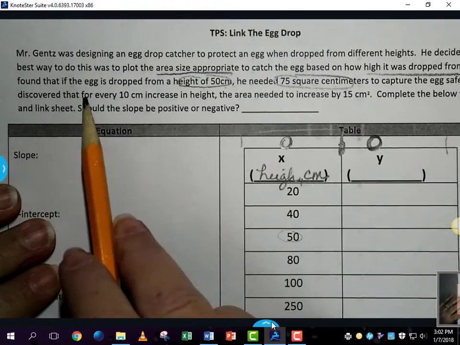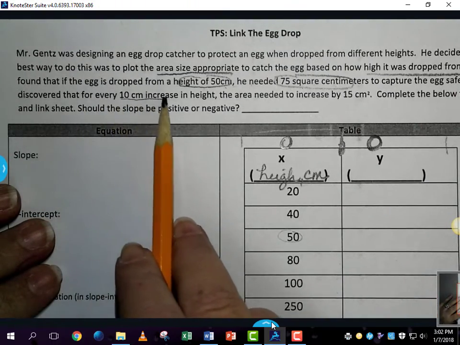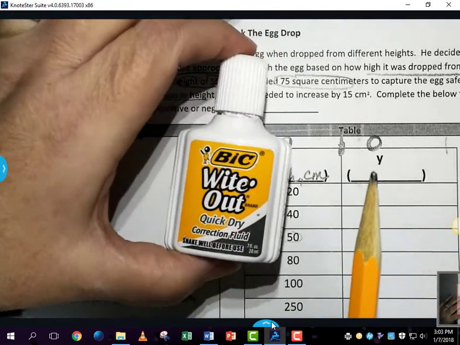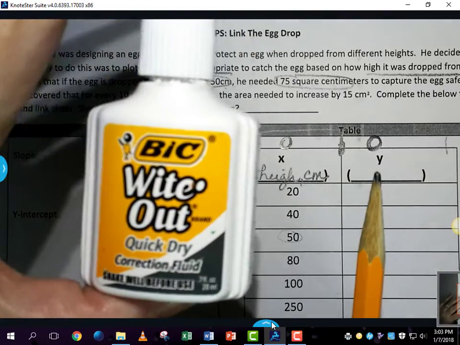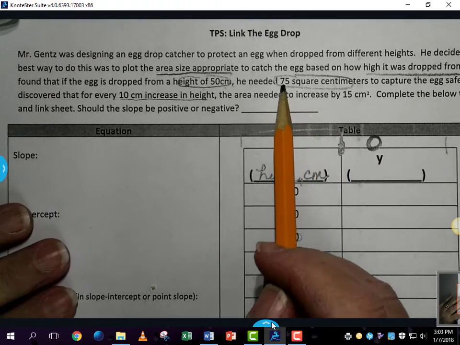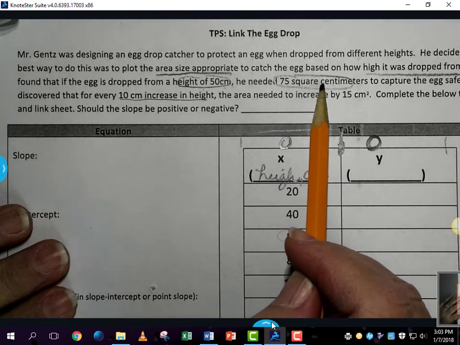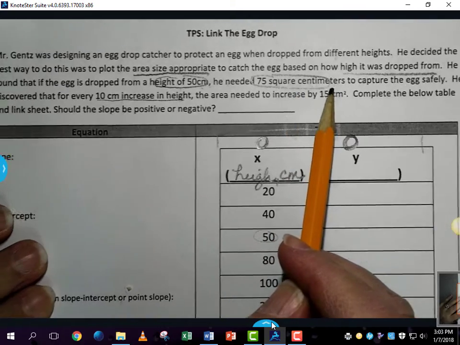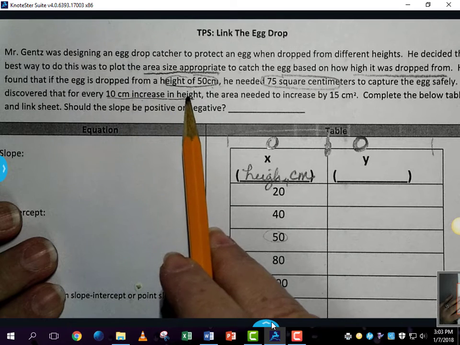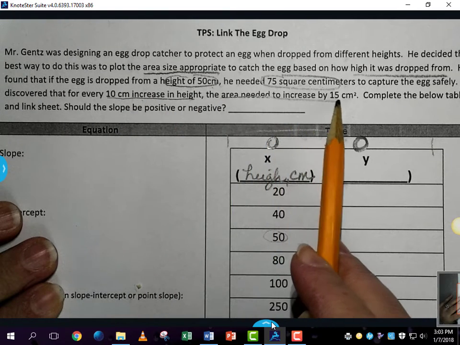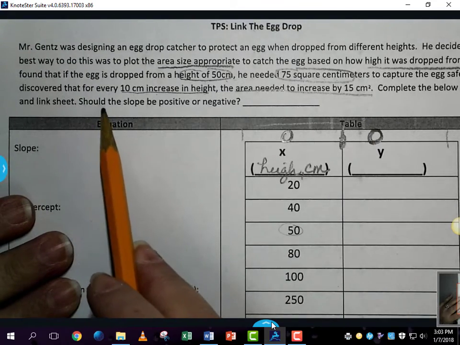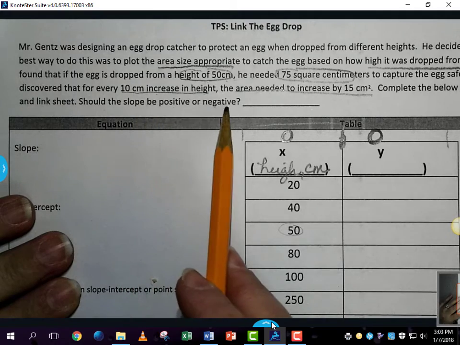He discovered that for every 10 centimeters increase in height, as the egg moves away from the table, 10 centimeters, 10 centimeters, 10 centimeters, etc., you need an additional amount of area to be able to catch the egg safely, aka it's not going to crack. It says for every 10 centimeters increase in height, the area needed to increase by 15 centimeters squared. Complete the table and the link sheet. Should the slope be positive or negative?